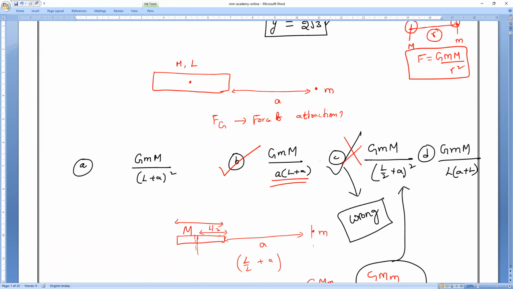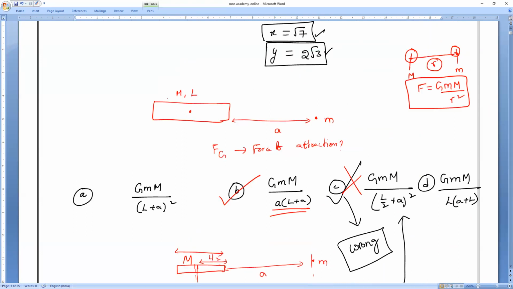Okay, everyone. Why are we using this concept here? Because you are not supposed to take it from the center. The force of attraction between each segment and this mass is different, because the distance between them does not remain constant. That is what you have to remember, so be careful.